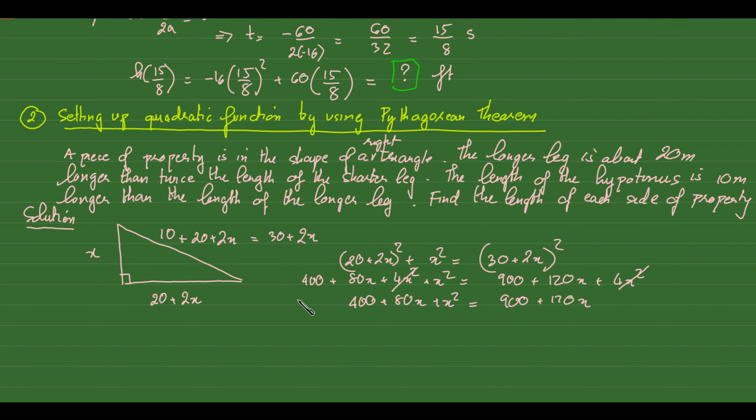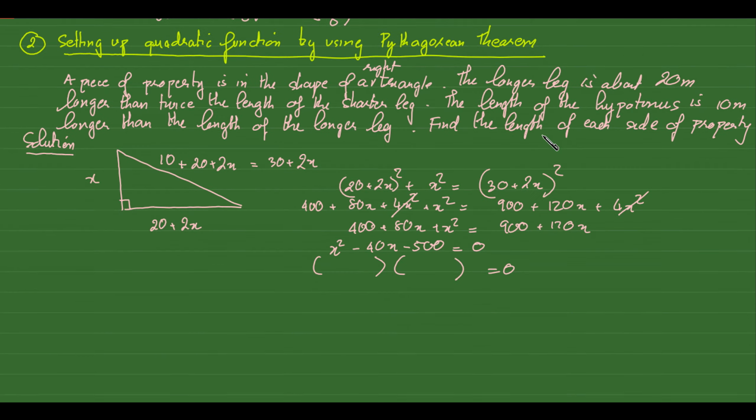Now I'm going to move everything to the left hand side so that we have 0 on the right hand side, so that we have a quadratic equation. You have x squared, 80x minus 120x gives negative 40x, and 400 minus 900 gives negative 500, equal to 0. For this quadratic equation, we have to check if it's factorable or not, so let's try to factor this.